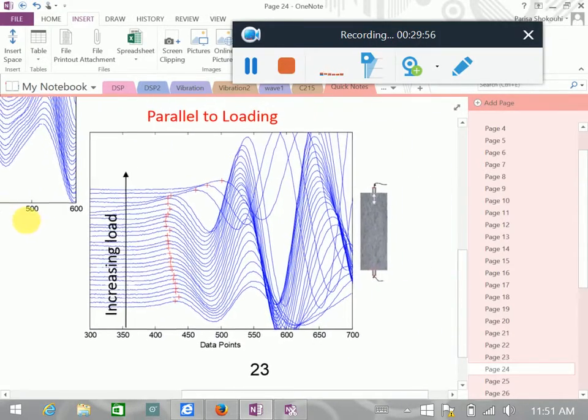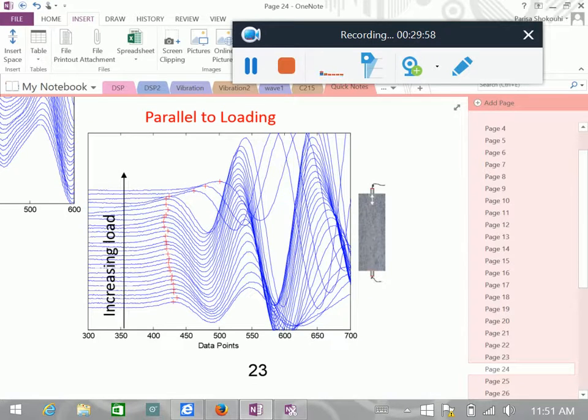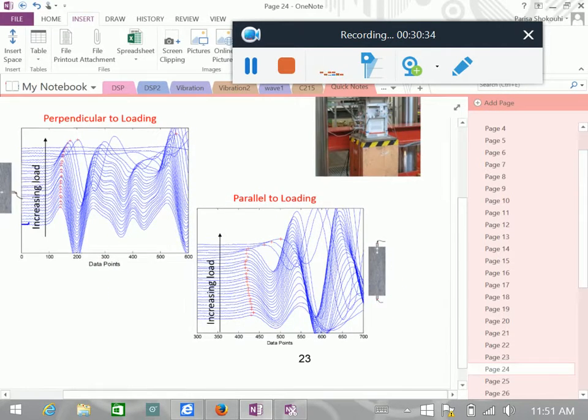When we are measuring parallel to the load, something interesting happened. If you look at the figure, what do you see? You see the increasing load, the arrow, and the waveforms as you increase the load. What's happening to the velocity? It's kind of decreasing. Decreasing? The waves are actually arriving earlier, right? Really hard, yeah. So compare the two.